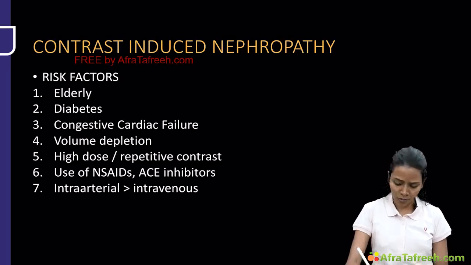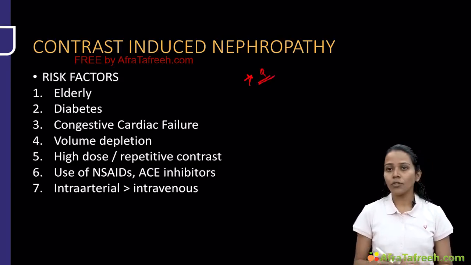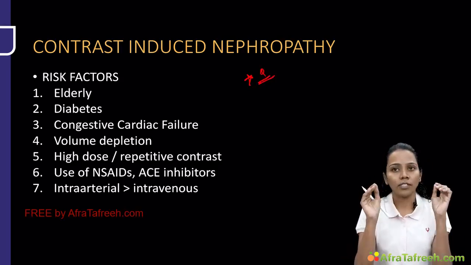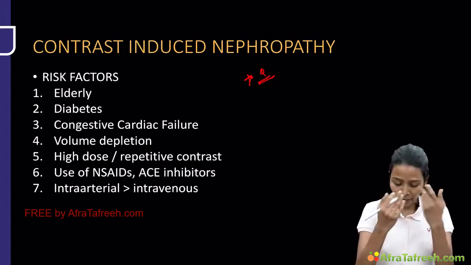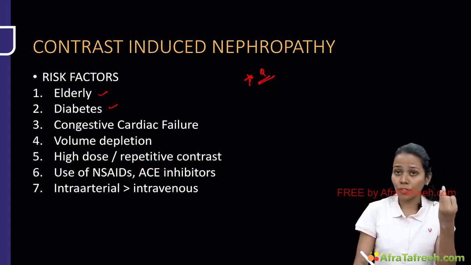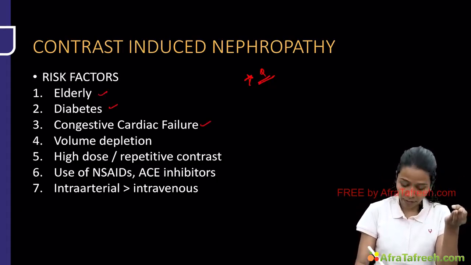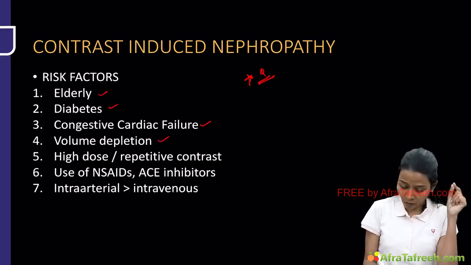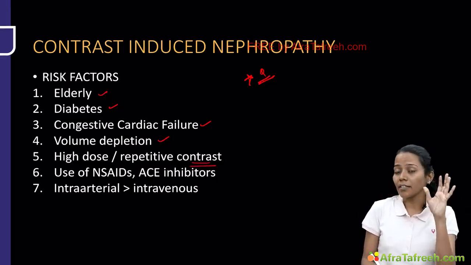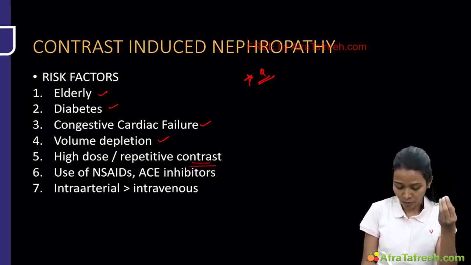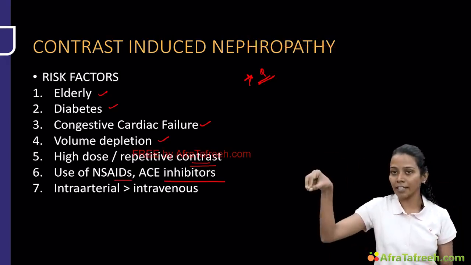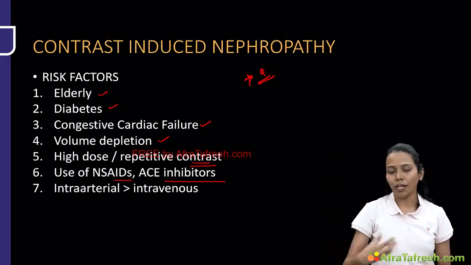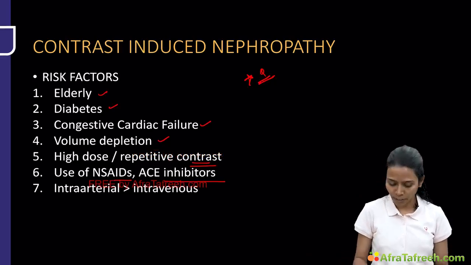Now next, coming to contrast-induced nephropathy. This is commonly asked. We know that contrast can cause afferent arteriolar vasoconstriction, right? So risk factors for this are any elderly, diabetic, or patient who already has volume depletion like congestive cardiac failure, or if we are giving contrast again and again, or any drug that is already causing afferent arteriolar vasoconstriction like NSAIDs, ACE inhibitors. And it is seen that intra-arterial contrast, which can directly reach the kidney, like an angiogram, coronary or peripheral, has a higher effect of causing contrast-induced nephropathy than intravenous.